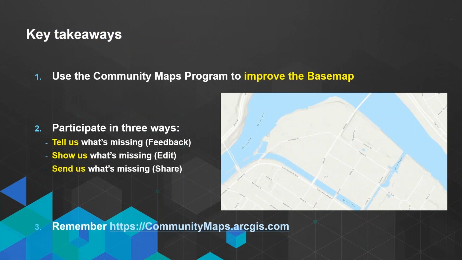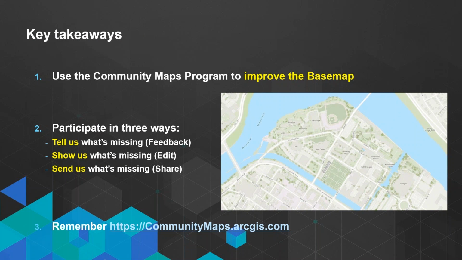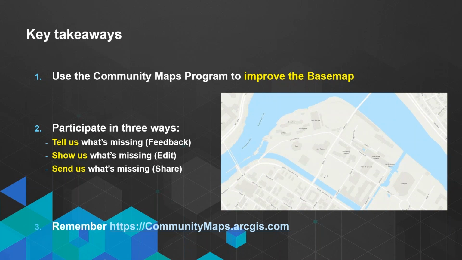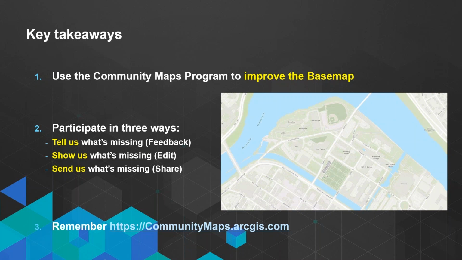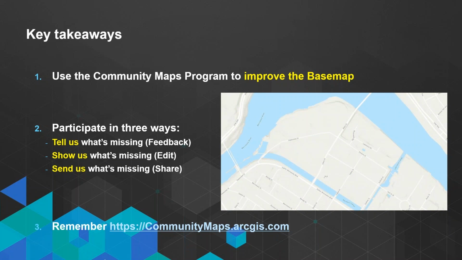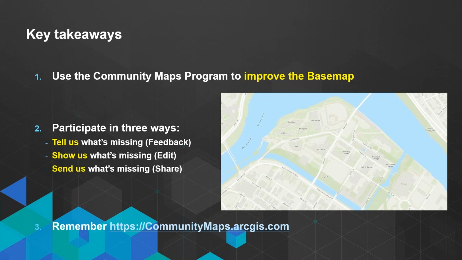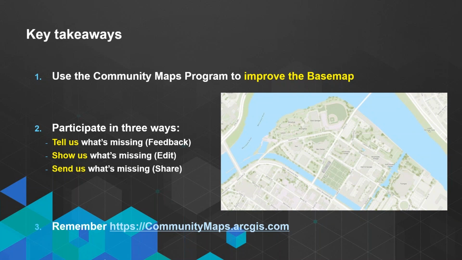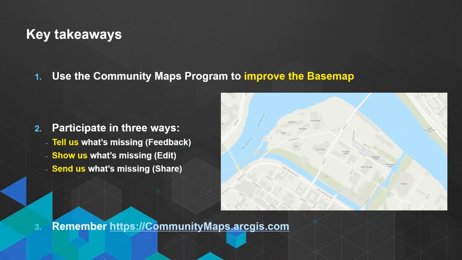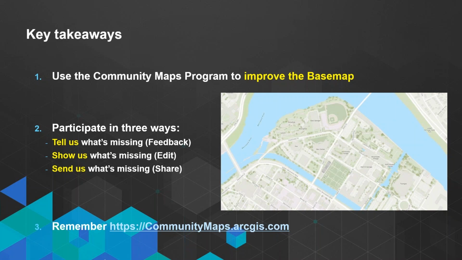The takeaway for today that we really want to focus on is that the goal of the program is to improve these foundation layers, improve the base map, make them better. We do have three distinct ways that you can participate, and that's really what we want: users to participate. You can do this by telling us what's wrong, and there's a feedback mechanism. We're going to go into each one of these in detail. You can show us by creating features in the editor app, and you can send us data. That's the more traditional Community Maps contributor.